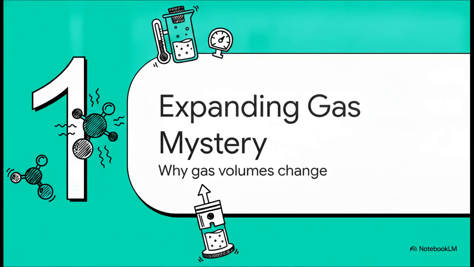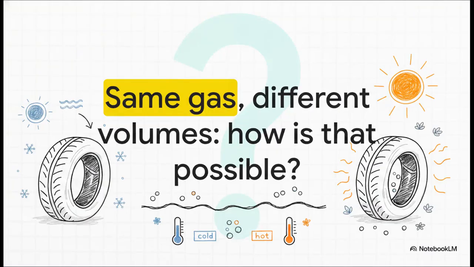All right, part 1, the expanding gas mystery. Why gas volumes change. Okay, let's dive into this. It's a question that honestly stumps a whole lot of students at first glance. How can the exact same amount of gas, literally the exact same number of molecules, take up completely different volumes just depending on the outside conditions? I mean, think about a car tire looking kind of flat on a freezing cold winter morning, but then perfectly plump in the sweltering summer heat. What is actually going on there?